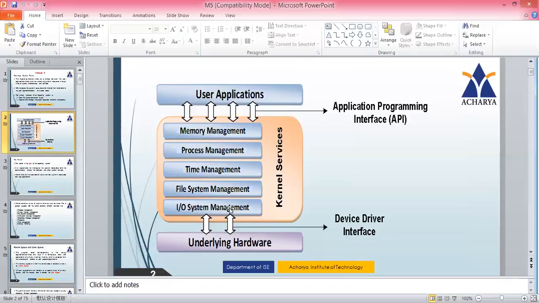And IO system management. As usual, we know that any system requires input and output. It may be only input, or only output, or sometimes both. So even that has to be made compatible with the user application. For all of them, programs are written. These are also a type of programs, and we call them kernel services, which are part of the operating system. Between this and the user application, there is the application programming interface. To invoke those functionalities, we call the application programming interfaces, called APIs.